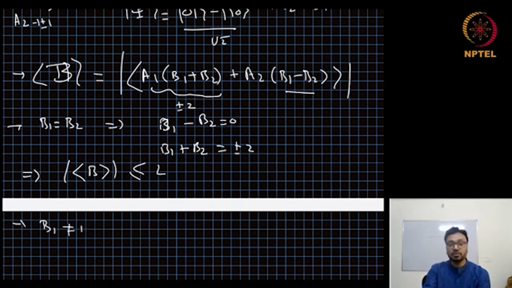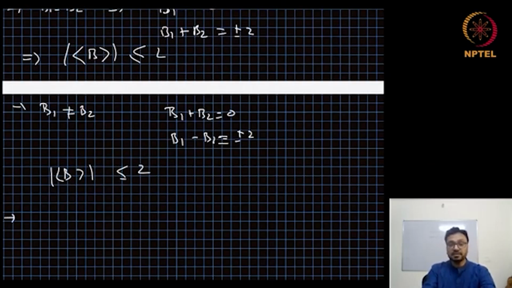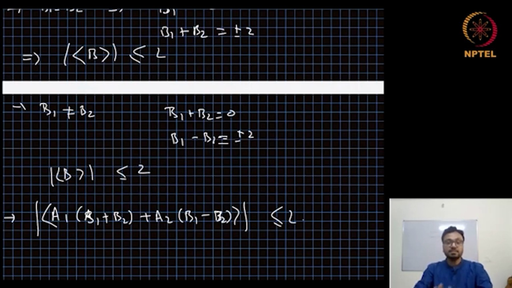If B1 is not equal to B2, then the only choice is its opposite. So either B1 or B2 is plus 1 and the other one is minus 1. In that case, B1 plus B2 is 0. But B1 minus B2 is plus or minus 2. Hence, again, the expectation value of B, in mod, is less than or equal to 2. So in this scenario, A1 (B1 plus B2) plus A2 (B1 minus B2), averaged and modded, is less than or equal to 2. And this is the case whenever we have a local hidden variable model for the theory, for any theory. Any classical theory or classical statistical theory will give us this result.